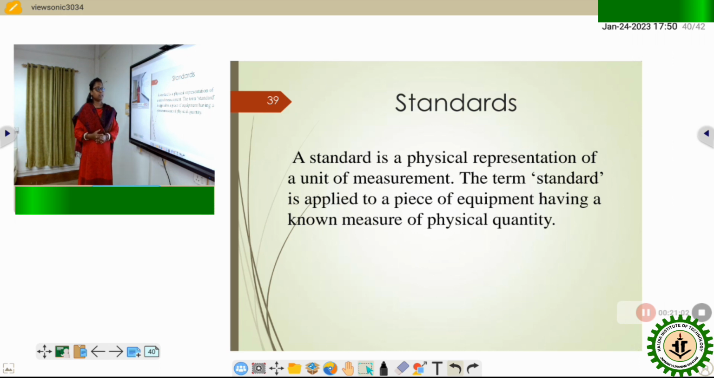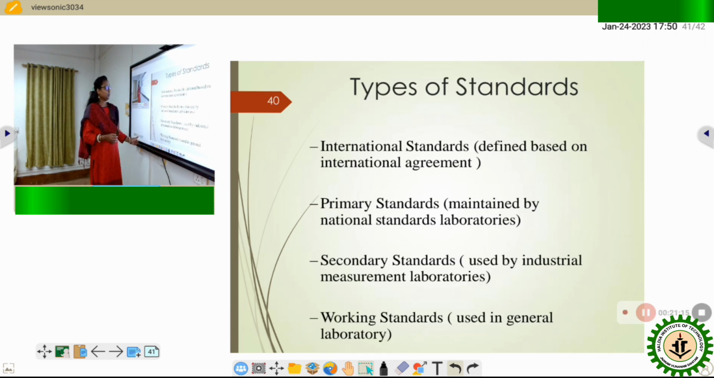There are different standards. A standard is a physical representation of a unit of measurement. The term standard is applied to a piece of equipment having a known measure of a physical quantity. There are different types of standards: international standards, primary standards, secondary standards, and also working standards.